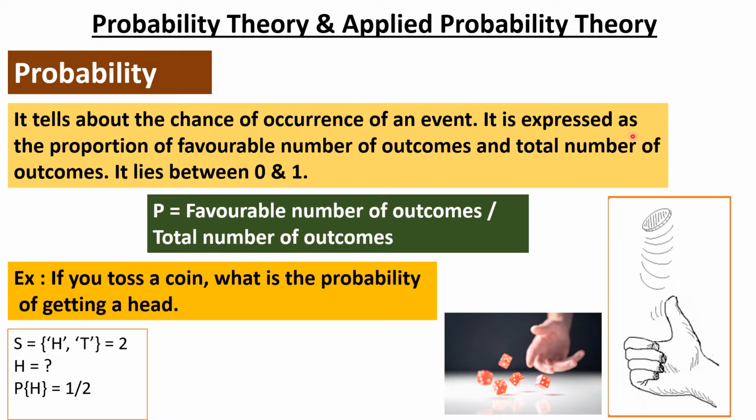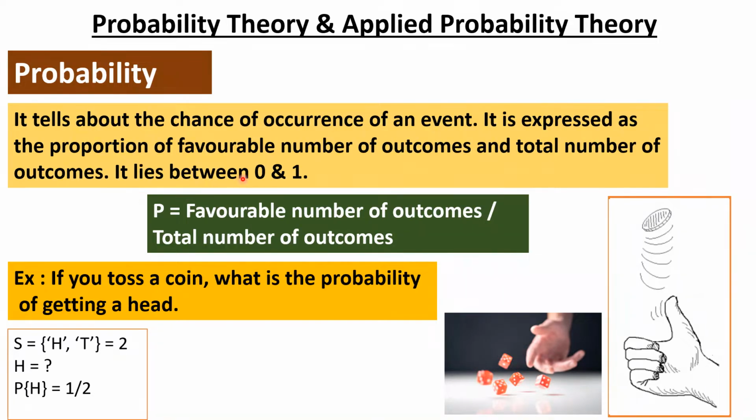It is expressed as the proportion of favorable number of outcomes and total number of outcomes. This probability is expressed as a mathematical formula. It is the ratio between favorable number of outcomes and total number of outcomes. This is the formula we have. P is equal to favorable number of outcomes divided by total number of outcomes.